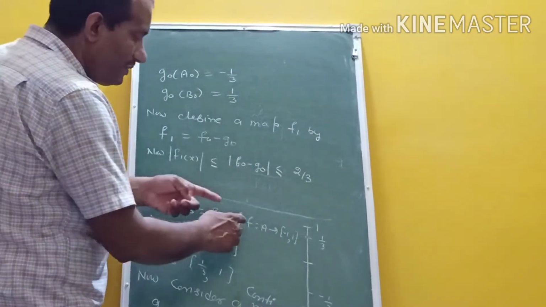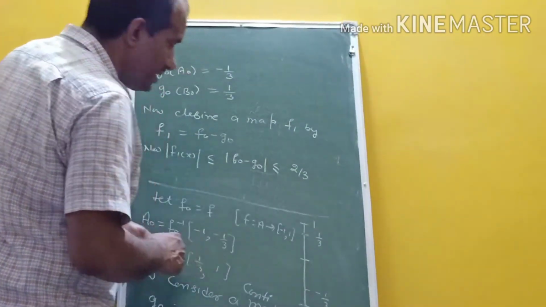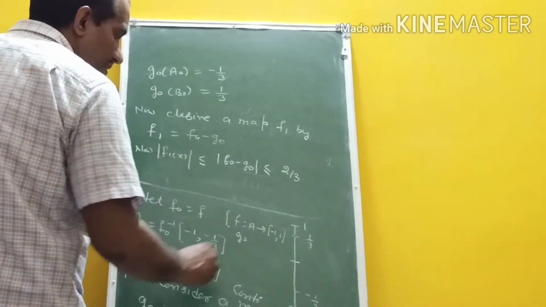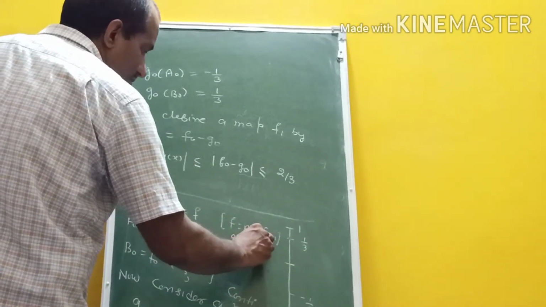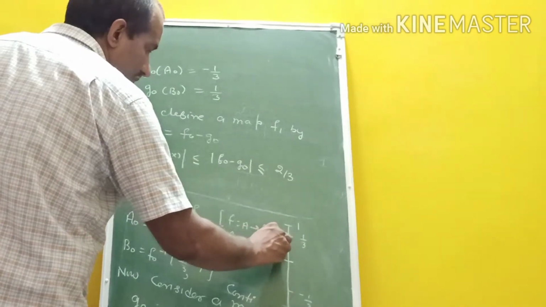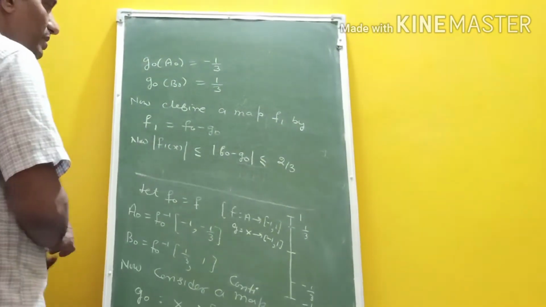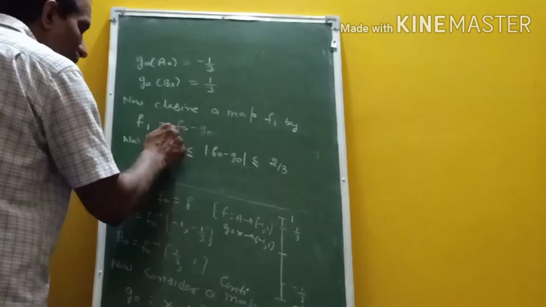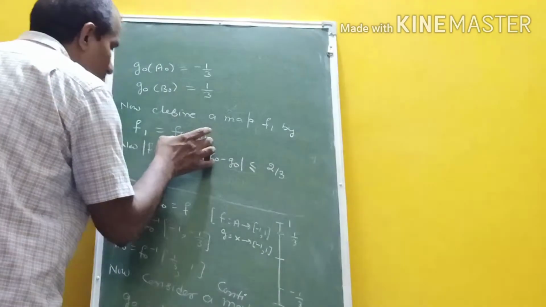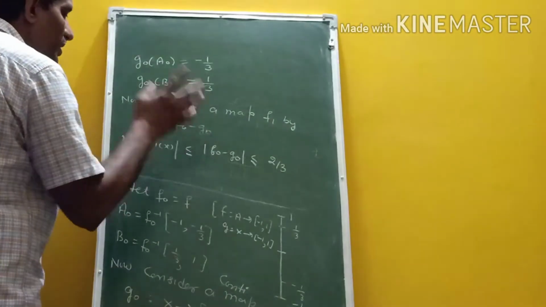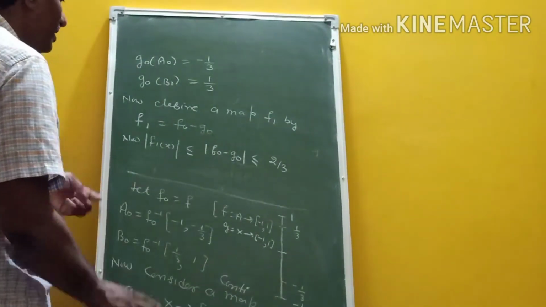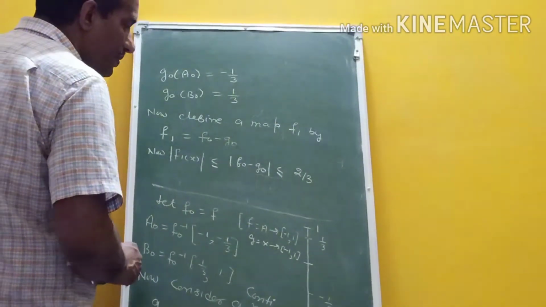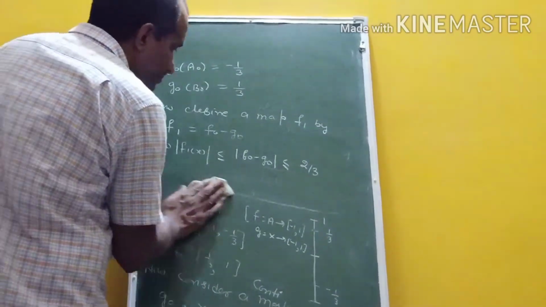Now F naught is a map from this to this, and G is a continuous map from X to minus 1 to 1, satisfying the condition I already stated. So this G naught is continuous on A also, F naught is continuous on A also, F naught minus G naught is continuous on A, so F1 is continuous on A. Now this first step is complete. Now we come to the second step. Now how much mapping do we have left?